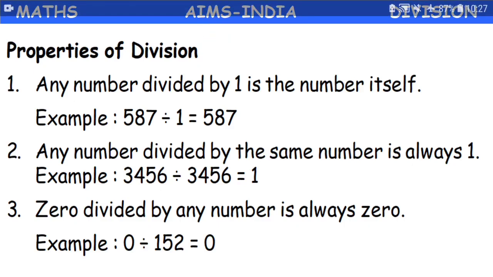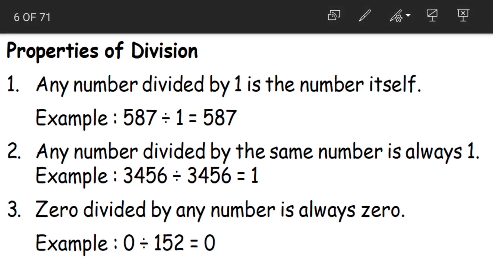Next, coming to properties of division. We have already learned properties of addition, subtraction and multiplication, right? Now let us learn about the properties of division. First one is any number divided by 1 is the number itself. Example, 587 divided by 1 is equal to 587.